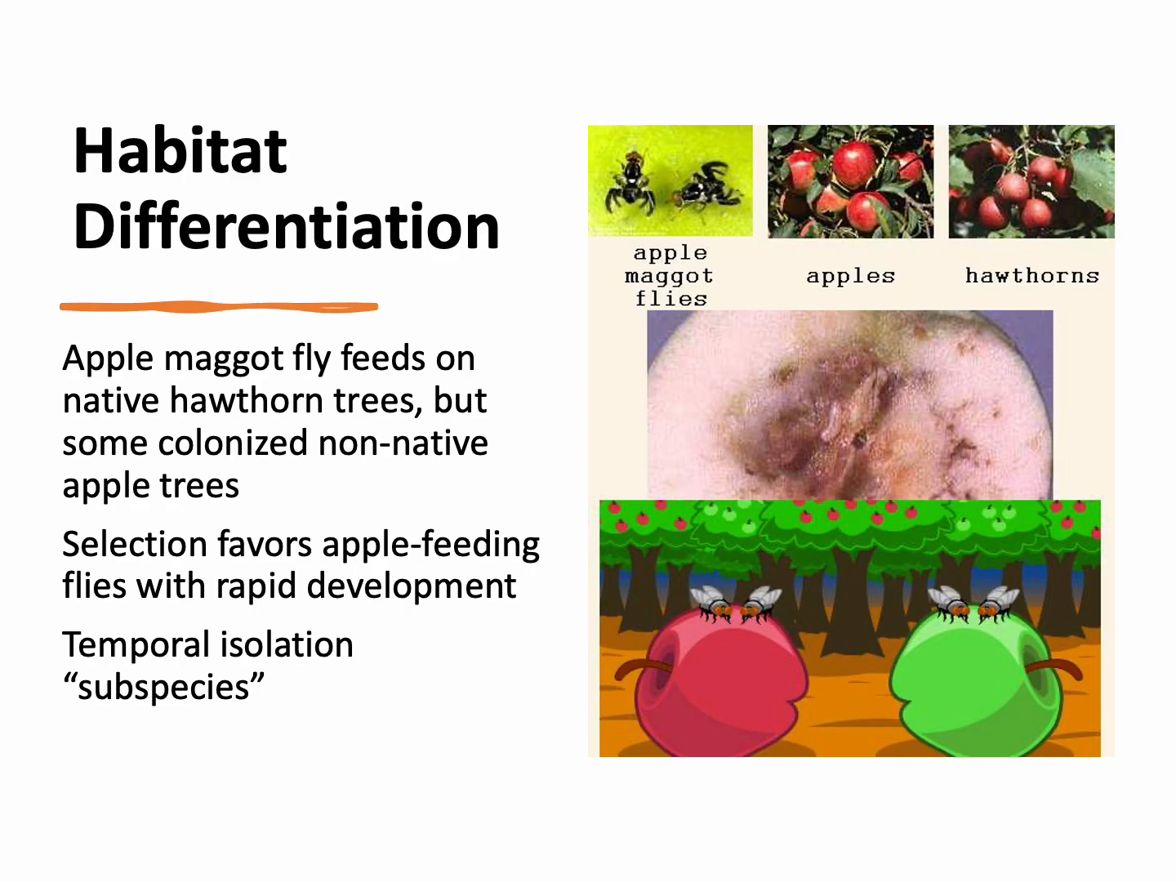So you end up with a temporal isolation. And over time, you're starting to see differences. And right now, they're subspecies. That's what they consider them, subspecies or different versions. But enough time goes by, they could become two distinct species, a hawthorn fly and an apple fly. Kind of cool to think about.